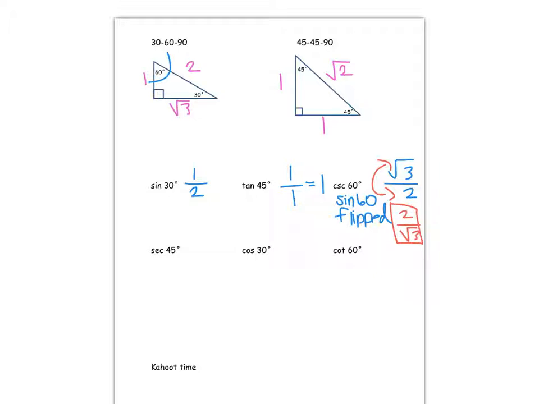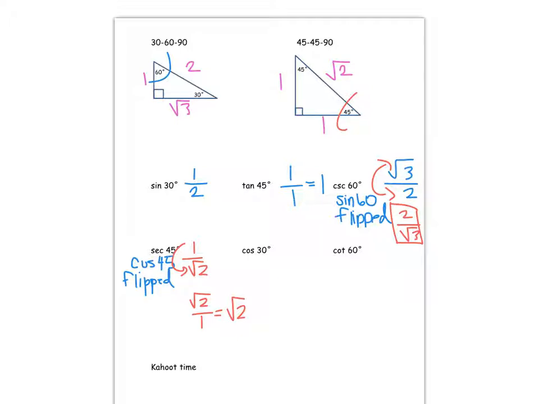Secant. Secant, remember, is cosine flipped over. So this would be cosine of 45, and then we're going to flip it over. Cosine is adjacent over hypotenuse, so of a 45-degree angle, the adjacent would be 1, the hypotenuse is square root of 2, and then we're going to flip that over, so it would be square root of 2 over 1, which is square root of 2.